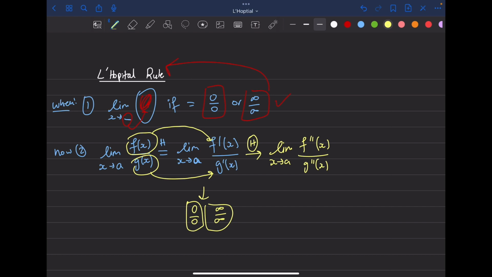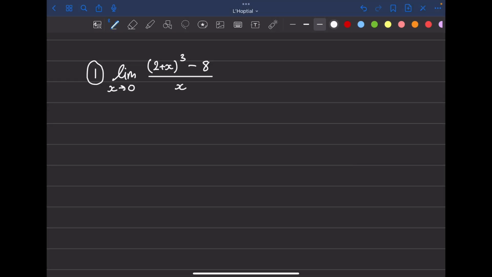So yeah, moving on to question number 1. Okay, first example, we have the limit as x approaches 0 of (2 plus x) cubed minus 8, all over x. If you plug in 0 into the x's, you'd have a 0 in the denominator, and in the numerator you'd have 2 plus 0 cubed, which is 2 cubed, and then minus 8, over 0. This is the exact same as 0 over 0. That means we can use L'Hopital's rule.